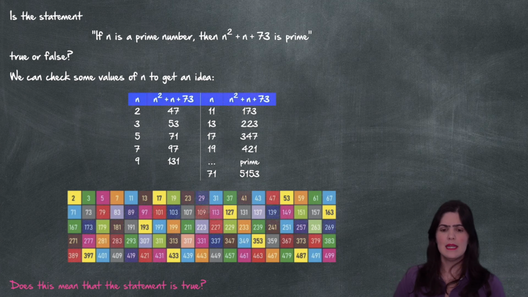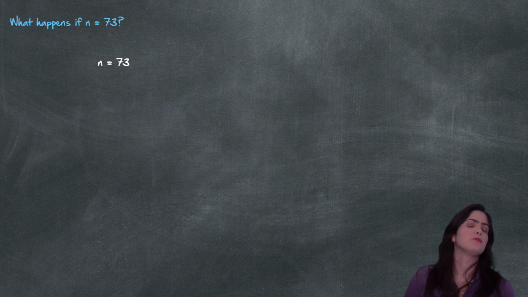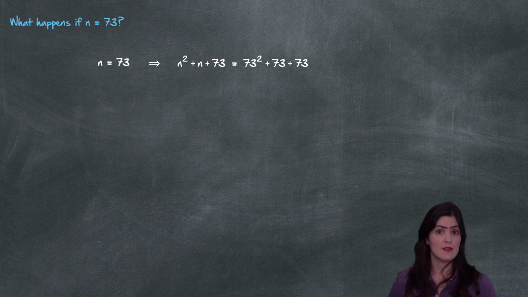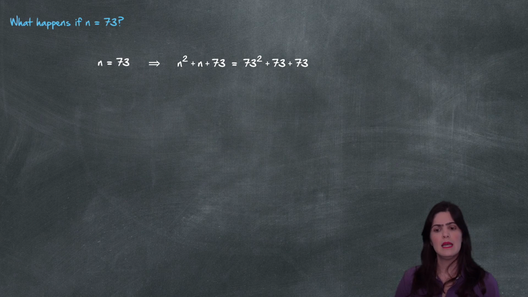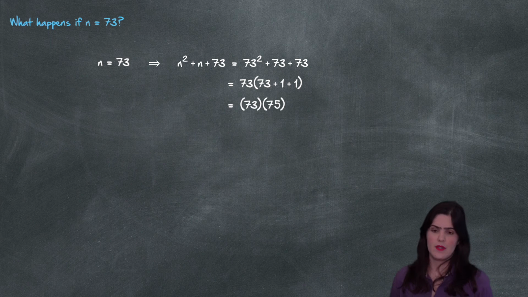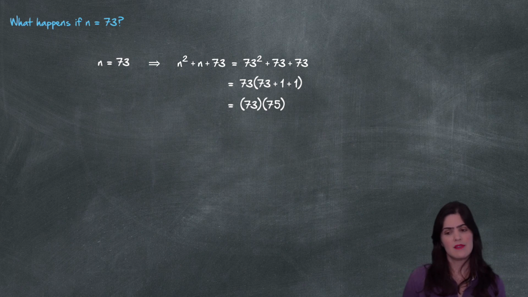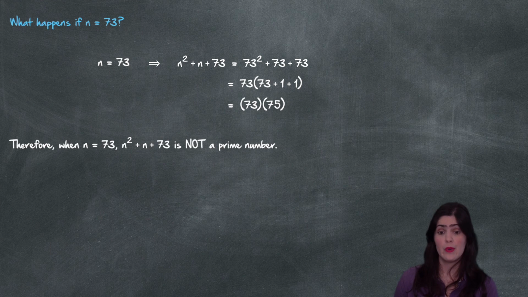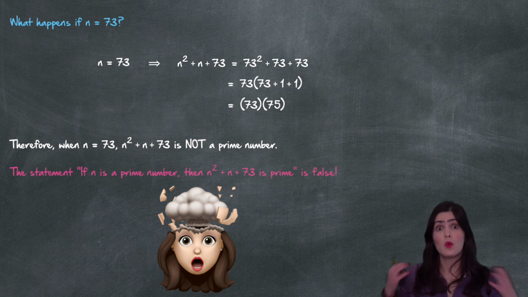So, okay, let's see. What happens if n is 73? Well, when n is 73, then n squared plus n plus 73 becomes 73 squared plus 73 plus 73. This is equal to 73 times (73 plus 1 plus 1). Okay, that's 73 times 75. So n squared plus n plus 73 is equal to 73 times 75, so it cannot be a prime number. So the statement was false.